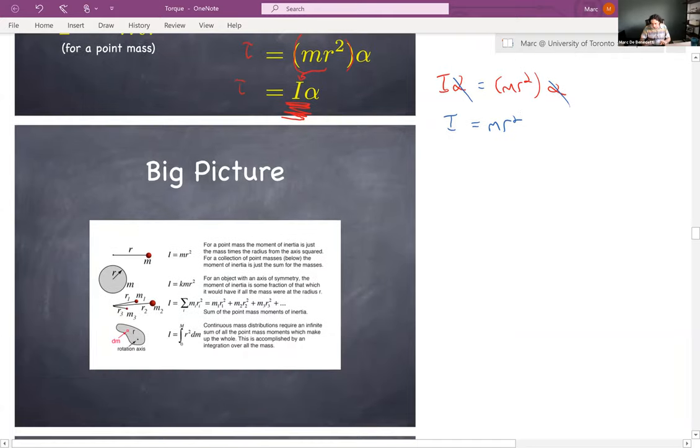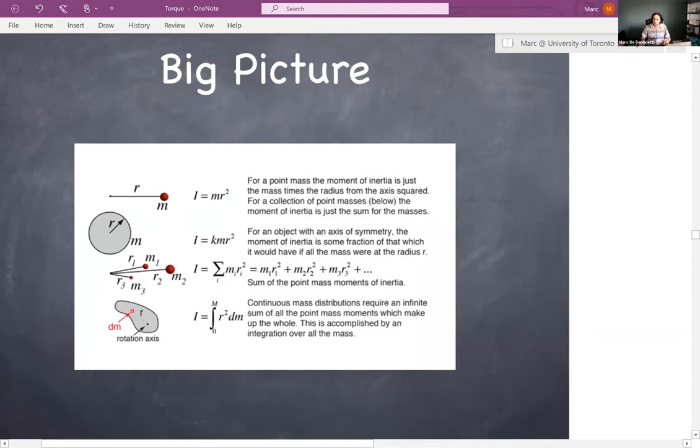Now, you might not be totally satisfied with that derivation. I don't blame you. This is not a calculus-based physics course, so whenever possible, I like to avoid the complicated calculus. Please understand that what I just derived is the moment of inertia for a point mass, meaning all of the mass of that object is located a distance r away from the pivot point. Then the moment of inertia will be mr squared.